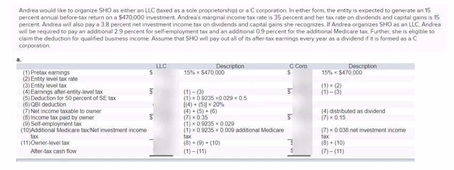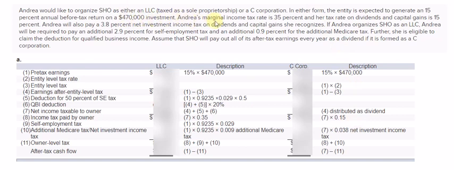Andrea would like to organize Show as either an LLC taxed as a sole proprietorship or a C corporation. In either form, the entity is expected to generate a 15% annual before-tax return on a $470,000 investment. Okay, see where I'm reading?